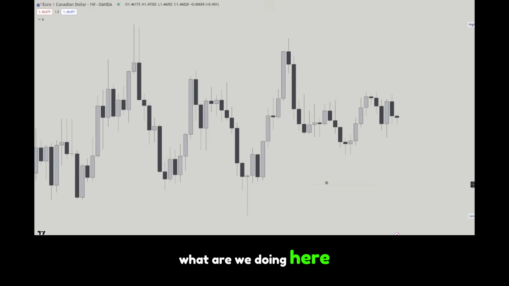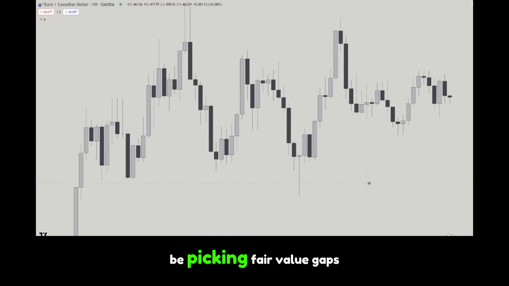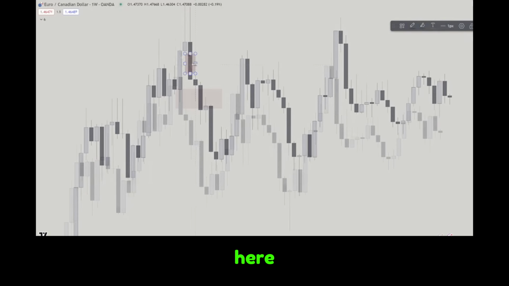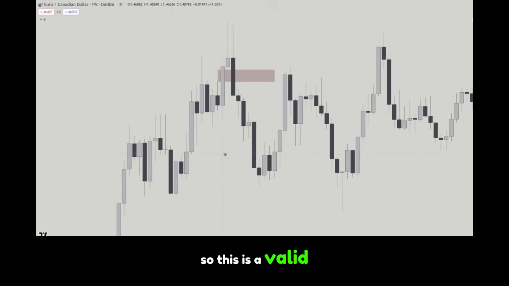All we're doing here is picking 2 time frames: one high probability fair value gap on the weekly and the first fair value gap with a market structure shift on the 4-hour time frame. So let's say I'm going to be picking this fair value gap here, because prior to this fair value gap, there was a liquidity sweep and then a PPR here, so a balanced price range also, and then a market structure shift. So this is a valid fair value gap.